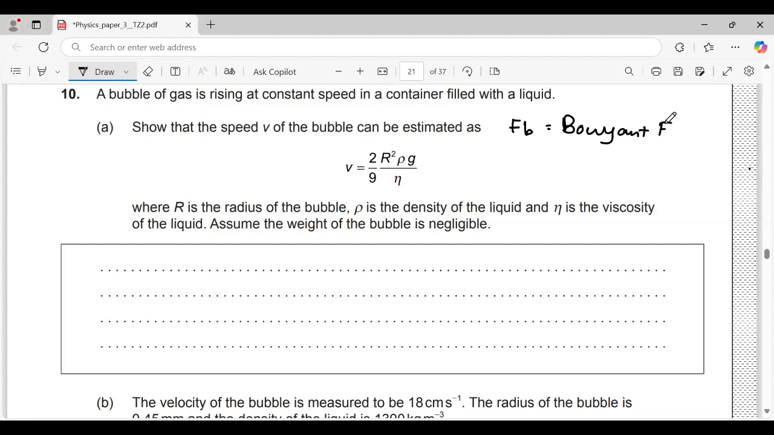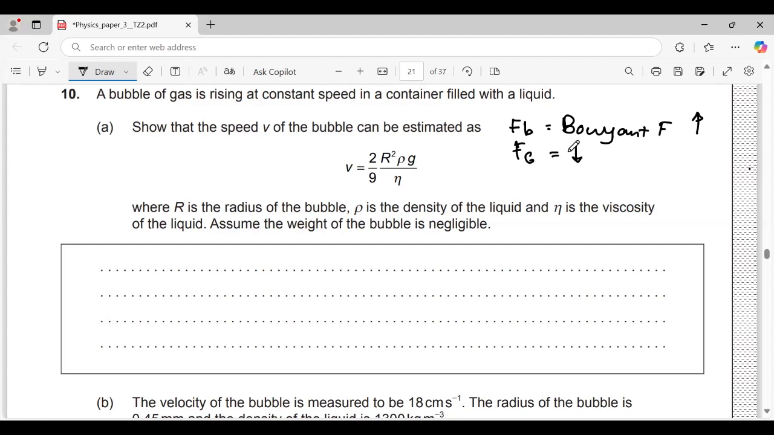Okay, buoyant force. What is buoyant force? Buoyant force is the force acting upwards due to the liquid's density. And the second force is gravitational force, or Fg. The gravitational force is the force acting downwards, so buoyant force is upwards, while gravitational force is downward.